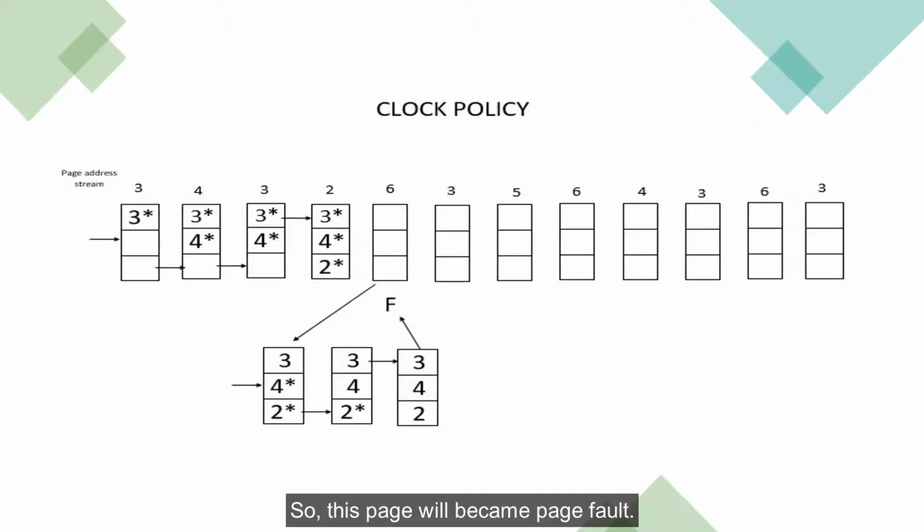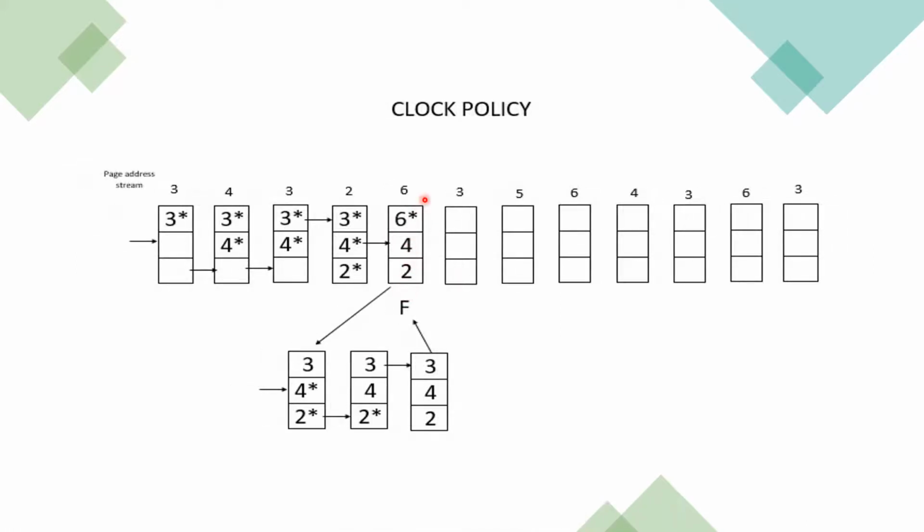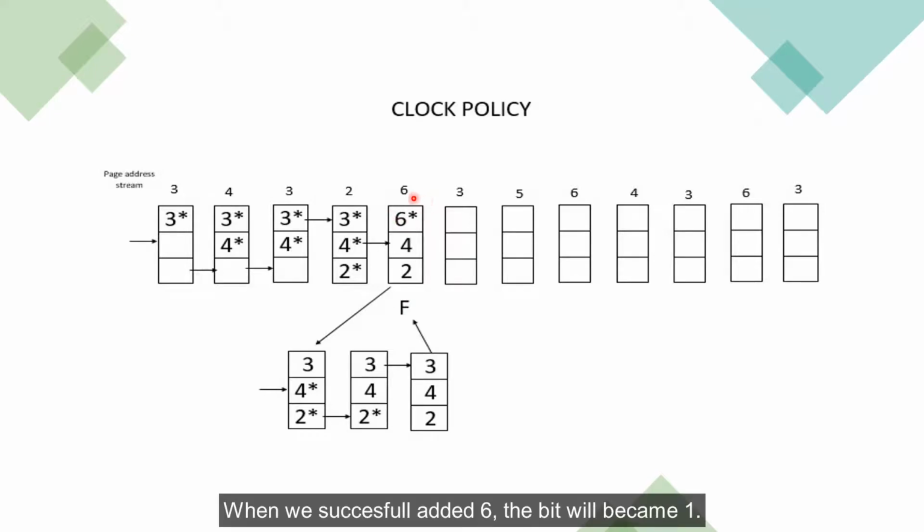So, this page will become a page fault. F here means page fault. When we successfully added 6, the bit will become 1.